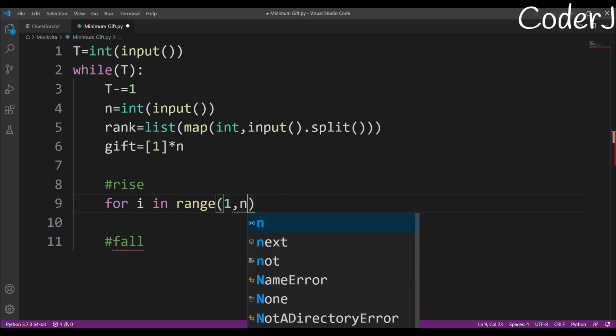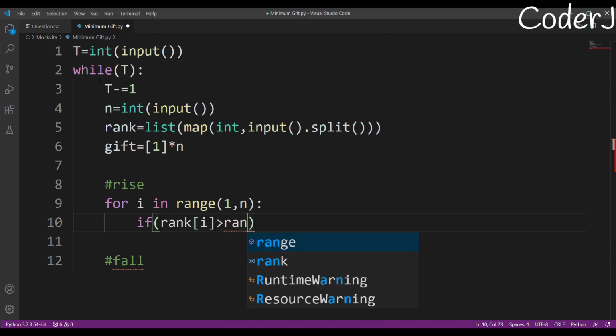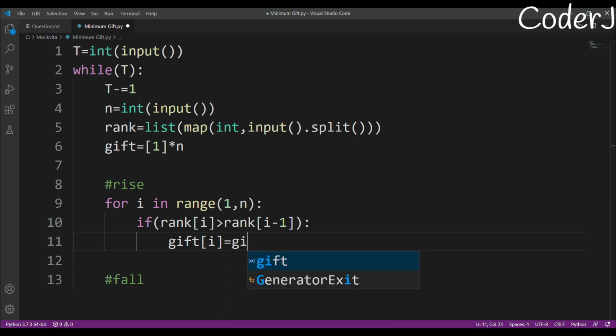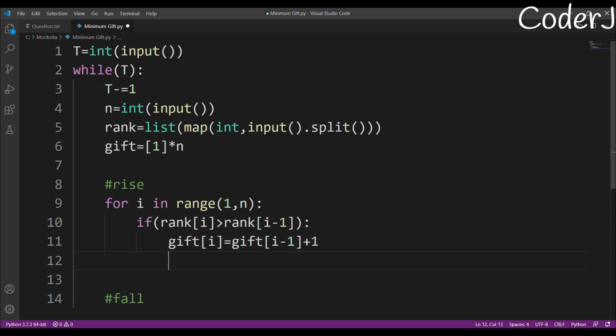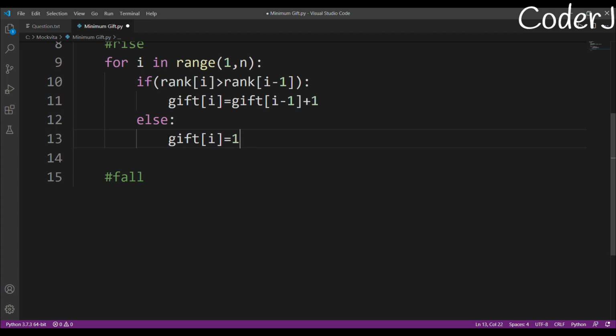For I in range of 1 comma n, I'll check if the rank that my current element holds is greater than the rank that my previous element had. If it has, then give him the gifts. Increase the number of gifts by 1 that the previous rank holder had. Otherwise, if it is not a rise, if the current element does not have a higher rank, then just give him one gift. Don't give him much, just give him one gift. So this is just my rise part, and after that comes my fall part.